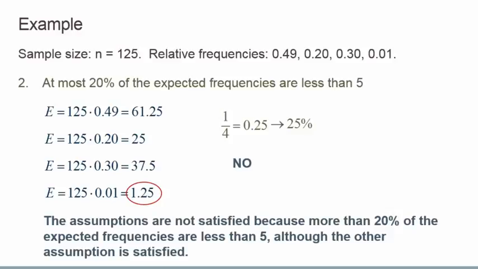The assumptions are not satisfied because more than 20% of the expected frequencies are less than 5, although the other assumption is satisfied.